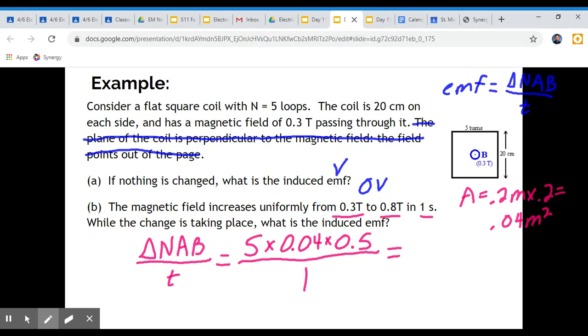Take a second to figure that out. Hopefully you end up getting 0.1, and then we are solving for EMF or voltage, so we have 0.1 volts.